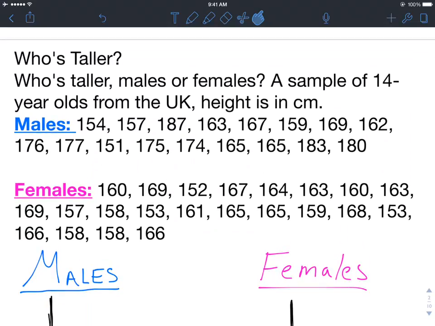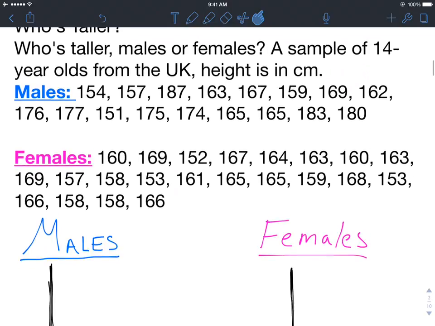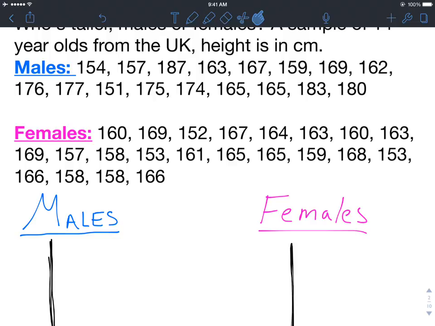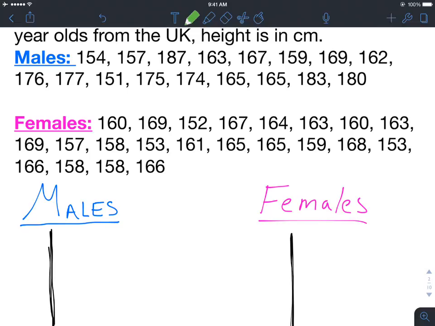Alright, who's taller? In a sample of 14-year-olds from the United Kingdom, where the height is given in centimeters, they separated this data into males versus females. A way you could model this data is if you look at just the males. Our lowest value is 151, and our highest value is in the 180s. There it is, 187. So we go in between 151 and 187.